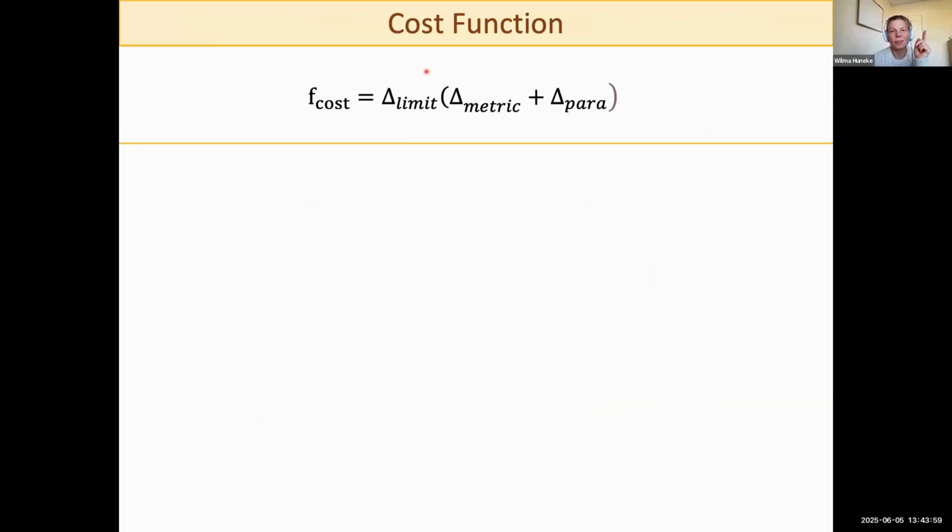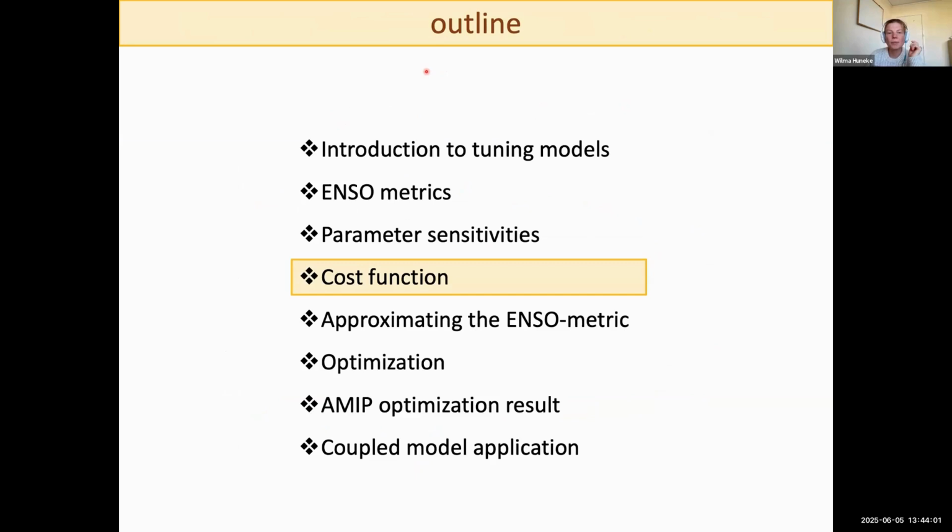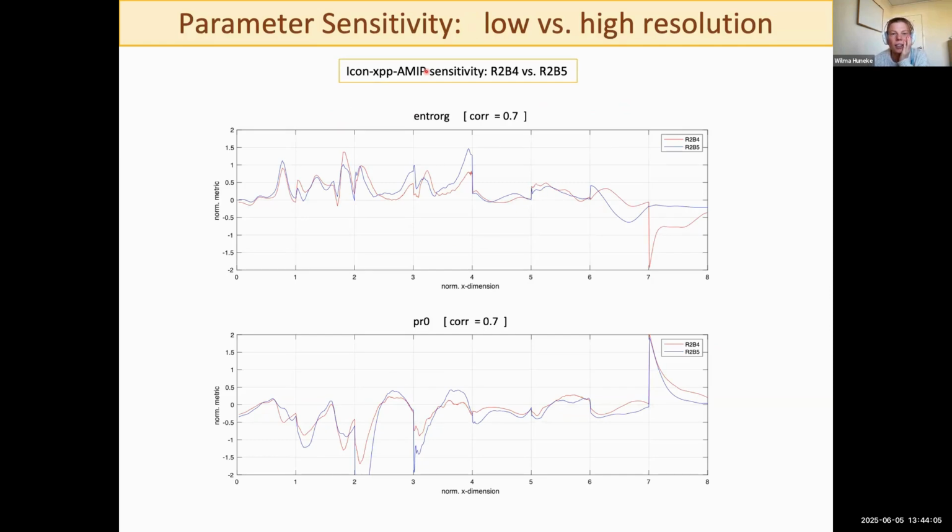Can I quickly ask something on the last point? What were the different resolutions that you looked at? Oh, the different resolutions is twice the resolution. So this resolution is 160 kilometers in the atmosphere, and this one is 80 kilometers in the atmosphere. So we doubled the resolution horizontally, and I don't know what's happening vertically, but horizontally the resolution is doubled.